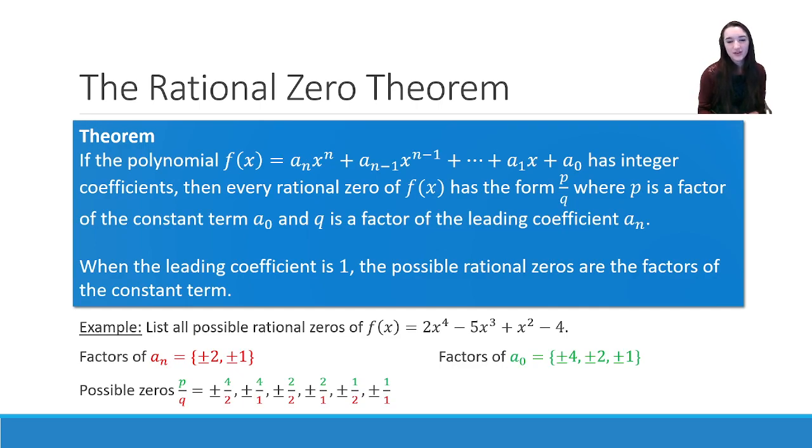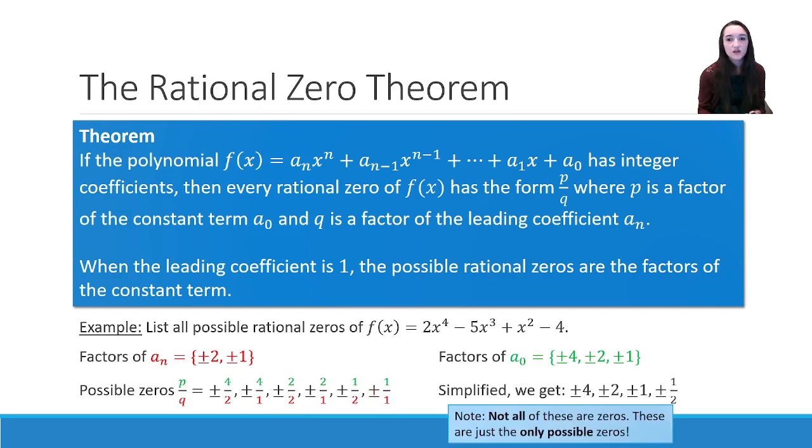But notice that we have some repetition here. So for example, 2 over 2 and 1 over 1 are the same number. They both equal 1. So if we simplify this, we would eliminate any repetition because we don't need to state things twice, and we get positive negative 4, positive negative 2, positive negative 1, and positive negative 1/2. And those are all possible rational zeros. Note that not all of these are zeros. These are just the only possible ones.